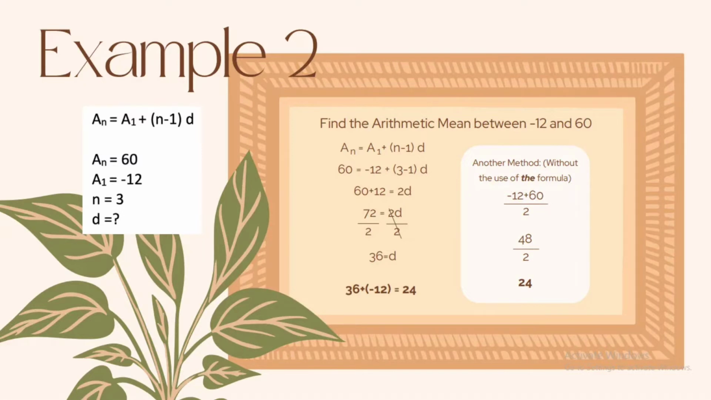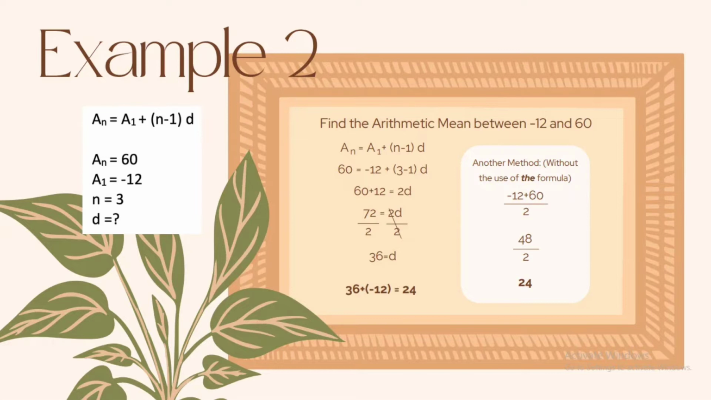For the second example, again, same thing. I'm going to be showing you two different methods to get the arithmetic mean. So for example 2, we have: find the arithmetic mean between negative 12 and 60. For the first method, we are to use the formula a sub n is equal to a sub 1 plus the quantity of n minus 1 times d. We are going to be substituting the values that I have here on the side. A sub n is 60, a sub 1 is negative 12, n is 3, and d is the one we are going to be looking for.